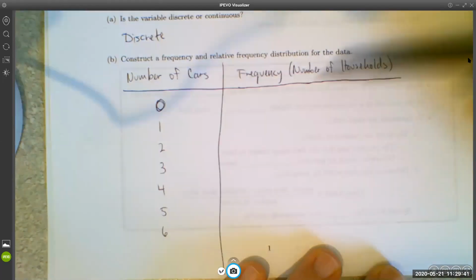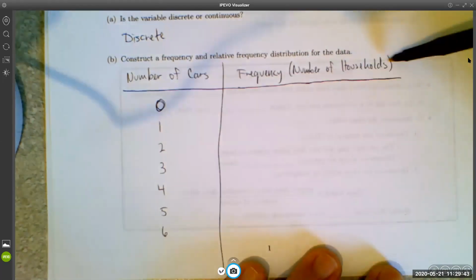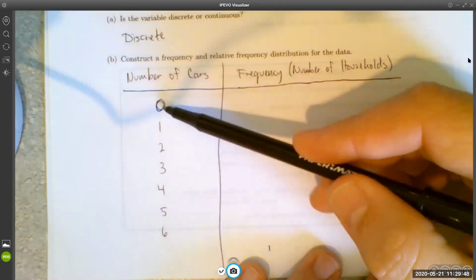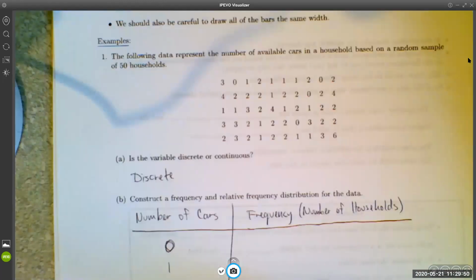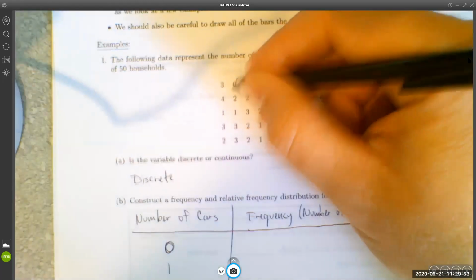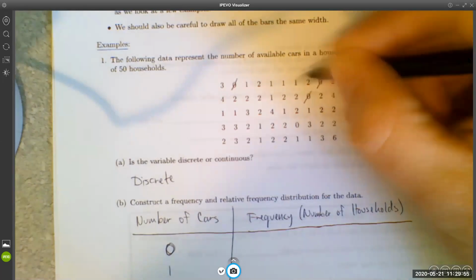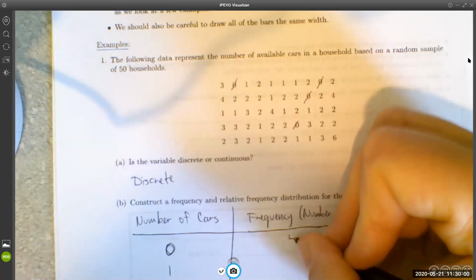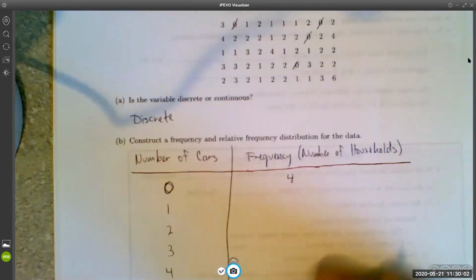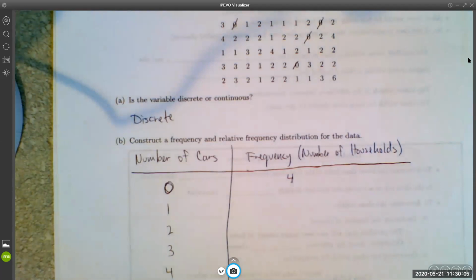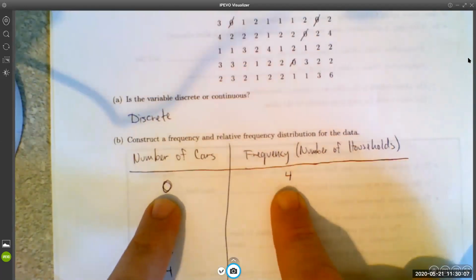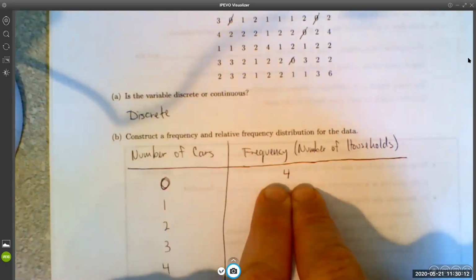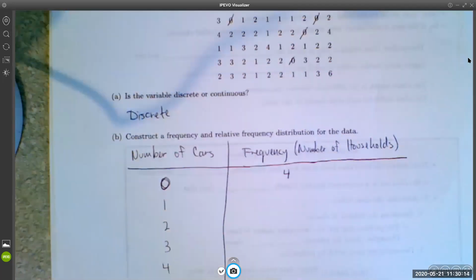Now the frequency, so we're looking for the number of households that have this number of cars. In other words, how many households had 0 cars? Okay, so if we go back and we count these up, we have 1, 2, 3, 4, I think 4. So I think there were 4 households with 0 cars in them, right? See, now this is what I was saying earlier when I said it's easy to get the categories mixed up with the frequencies, right? Because everything is numerical now. So try to keep this straight in your mind.